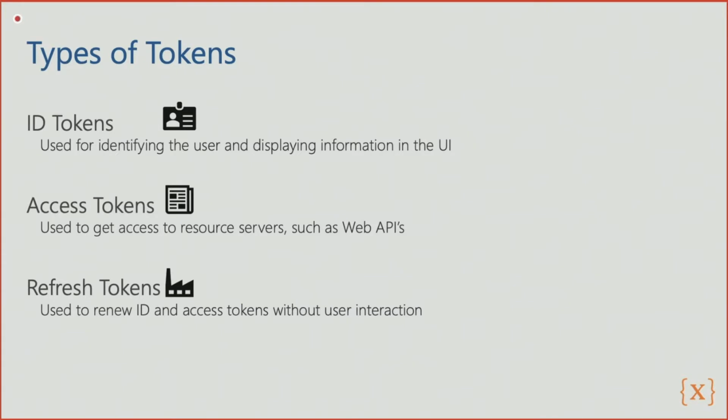There are 3 types of tokens: ID token, access token, and refresh token. ID tokens are used to identify the user and display information to the UI. So ID tokens are the core of OpenID Connect. Access tokens are used to access resource servers such as web APIs. If I go back to that diagram I showed, between that token and querying that web API, that was the access token, right? An ID token is not an access token. An access token actually gives you permission to do something. An ID token is simply who I am. And a refresh token is used to renew ID and access tokens without user interaction.